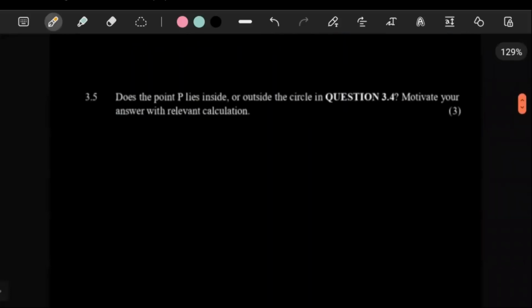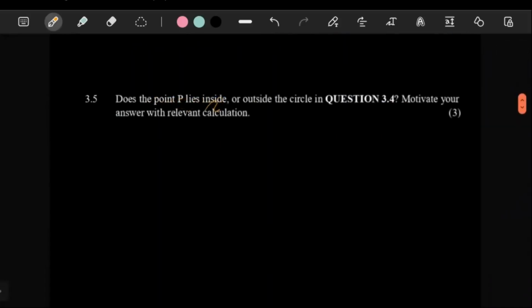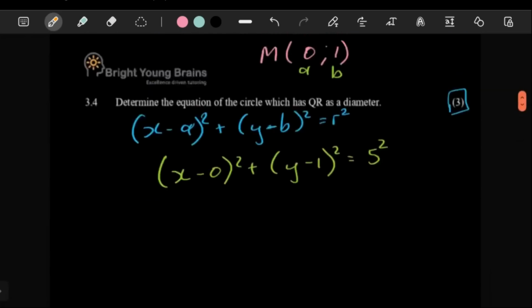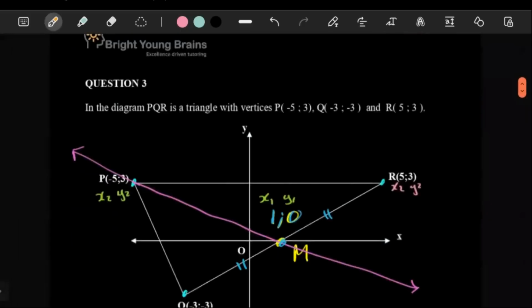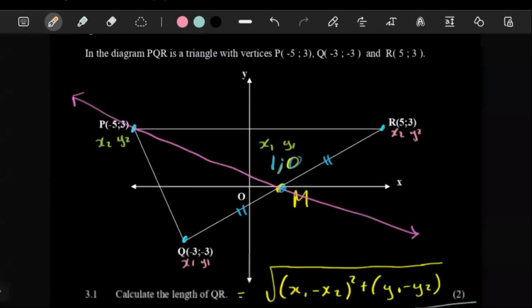The next question says, does the point P lie inside or outside the circle in this equation? Motivate your answer. It's all about measuring the distance from the center, because the radius is 5. If from P to M it's more than 5, then it's outside. If it's less than 5, then it's inside. If it's equal to 5, then it's on the circle. So let's measure the distance PM.